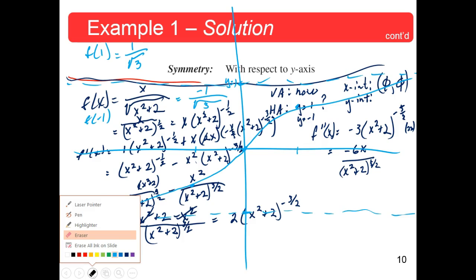First derivative is positive everywhere, and sure enough, it's sloping upward everywhere, including the point of inflection. And then the second derivative is positive on the negative side, negative on the positive side of 0, and 0 at 0. So we've got the point of inflection. Okay, that's about it, right?